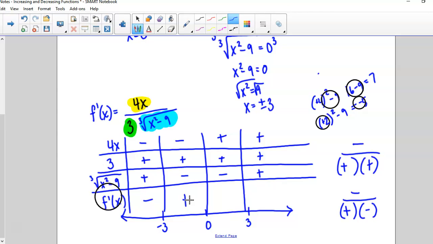Now, to shortcut this, I will tell you that if you have an even number of negatives, then you're going to get a positive, because negative times negative gives you a positive. If you have an odd number of negatives, you'll get a negative here. So like if I look right here, I only see one negative. That tells me I'm going to get a negative in that part. Here, of course, they're all positive, so they'll be positive.